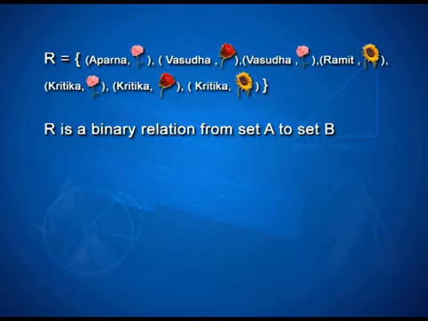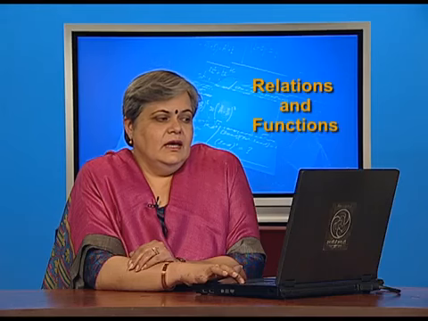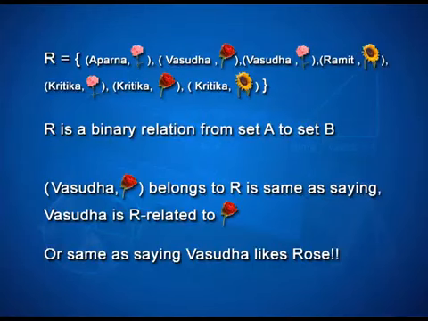These ordered pairs can always be put in one set, and this set is referred to as a binary relation from set A to set B. If I take an element of this set, say Vasudha comma rose, then I say that Vasudha comma rose belongs to R. Same as saying that Vasudha is R related to rose. In plain simple English, it means that Vasudha likes rose.